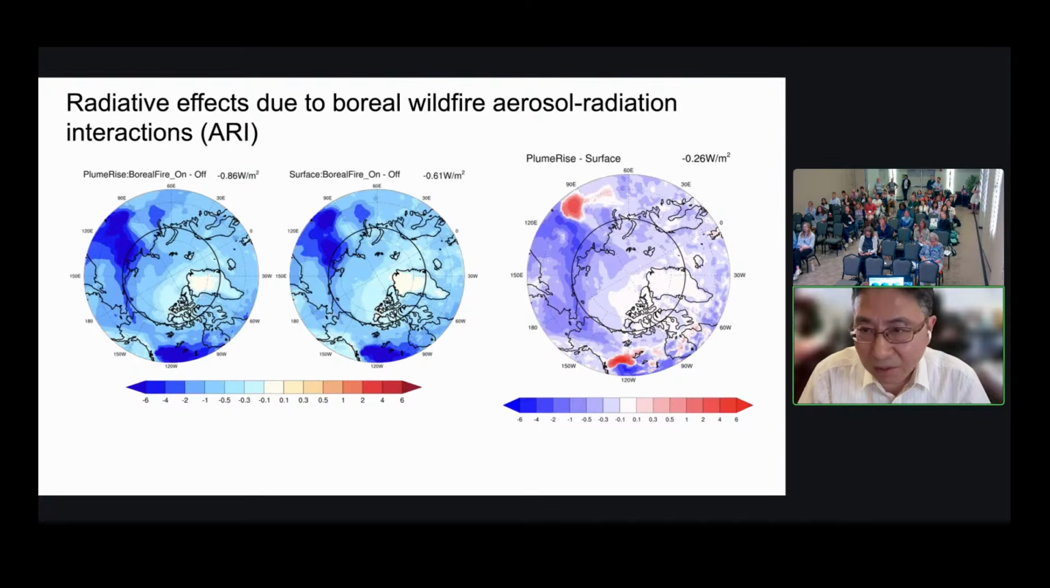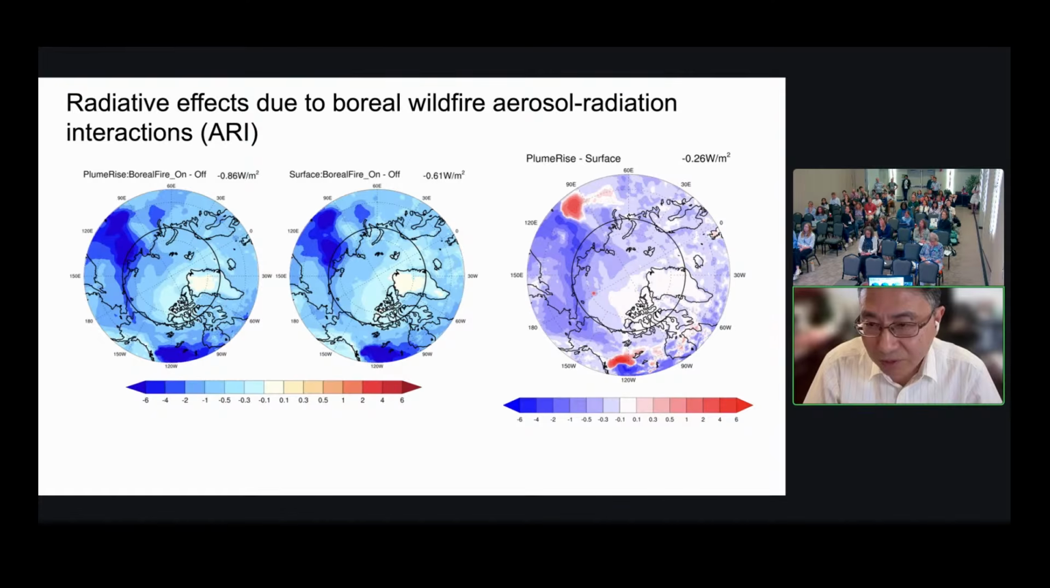Basically, if you compare with emitting at the surface, you have a stronger radiative effect, more cooling, and the cooling difference can be a few watts. If you look at the right, there can be a 2 to 6 watt difference.